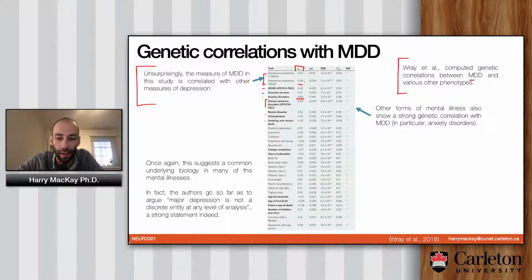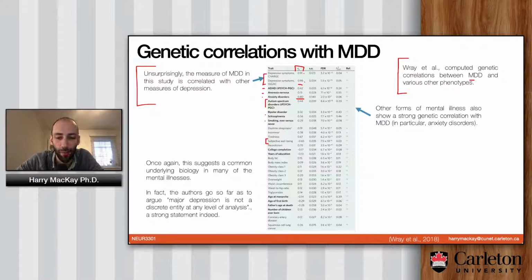Negative correlations. Obviously, the genetics of depression are negatively correlated with subjective well-being. Not surprisingly, the more depressed you are, the less subjectively well you are, the less you're likely to say, I feel good or I feel great.